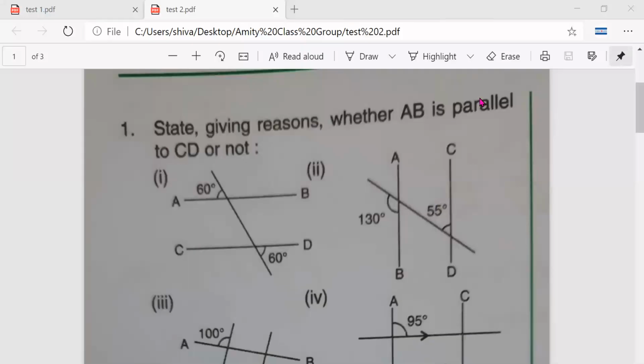So, Mr. Sarthak, parallel lines. State giving reasons whether AB is parallel to CD or not. So you have to give a reason whether this is parallel to this. So what would be the reason? So they're equidistant to each other. I'm sorry? So they're equidistant to each other. Mr. Satya? Yes, sir.